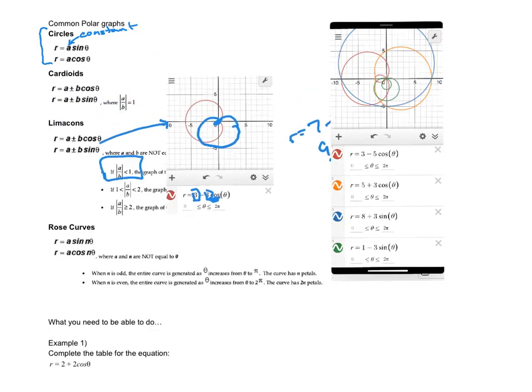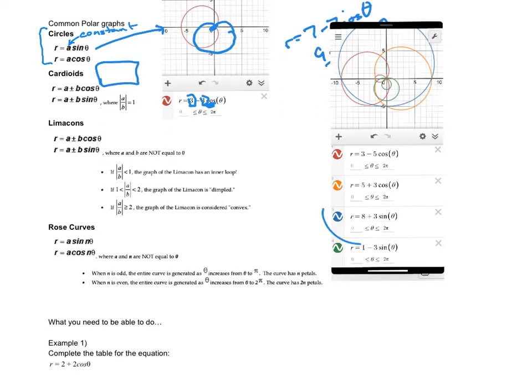Now added to your screen over here are some examples of limaçons. And limaçons are similar to cardioids, other than, instead of A and B being the same absolute value, the A and B values are different. So you can see the red graph here has an inner loop. The green graph here also has an inner loop. The orange one is dimpled, and the blue one is considered convex.